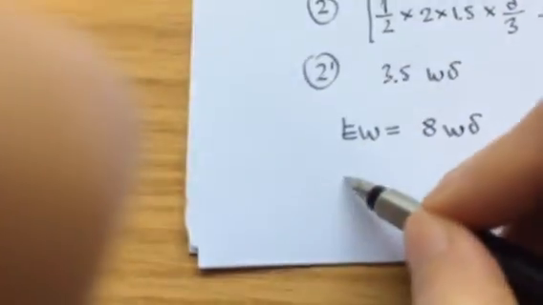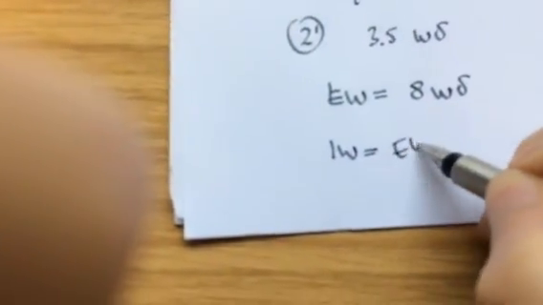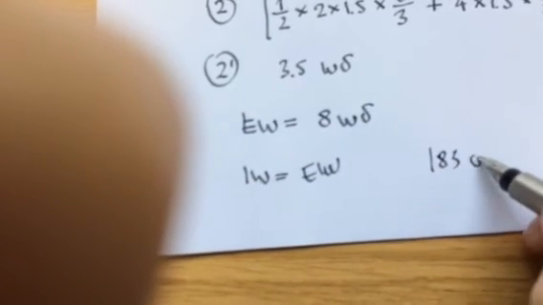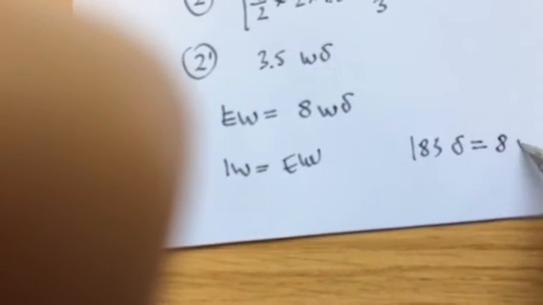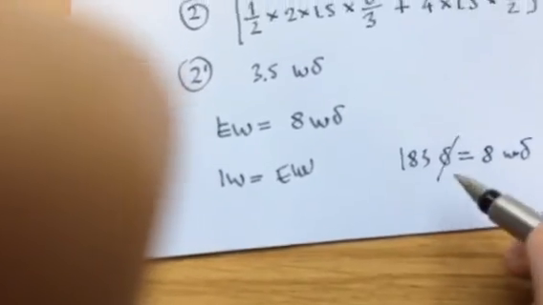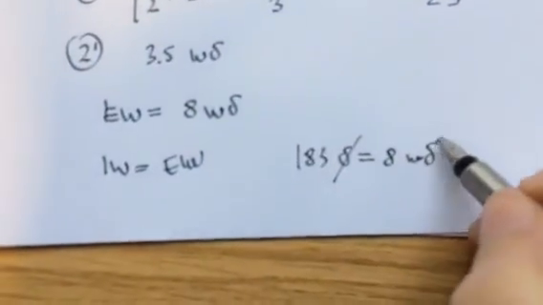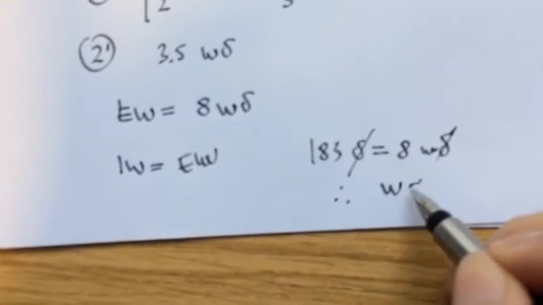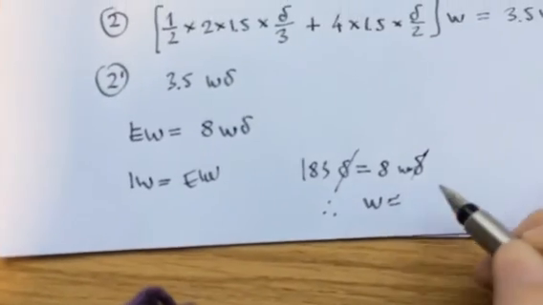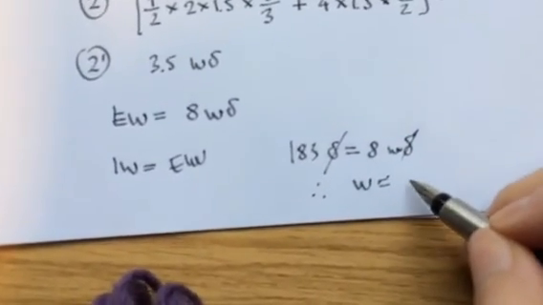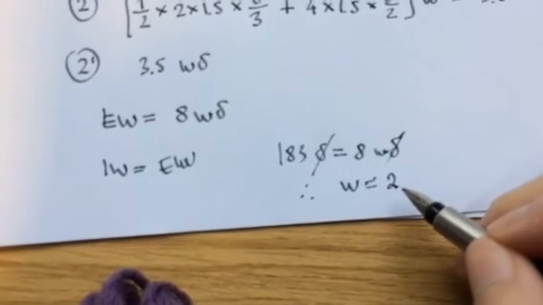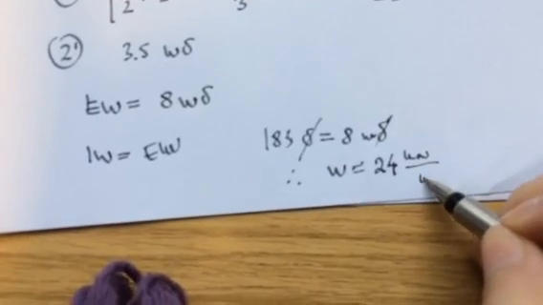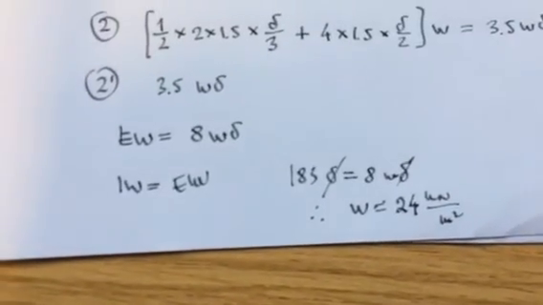Setting internal work equal to external, 183 delta equals 8 W delta. Delta and delta can be cancelled, which means that W equals 183 divided by 8, which is approximately 24 kilonewton per meter square, which is the collapse load this slab can take.